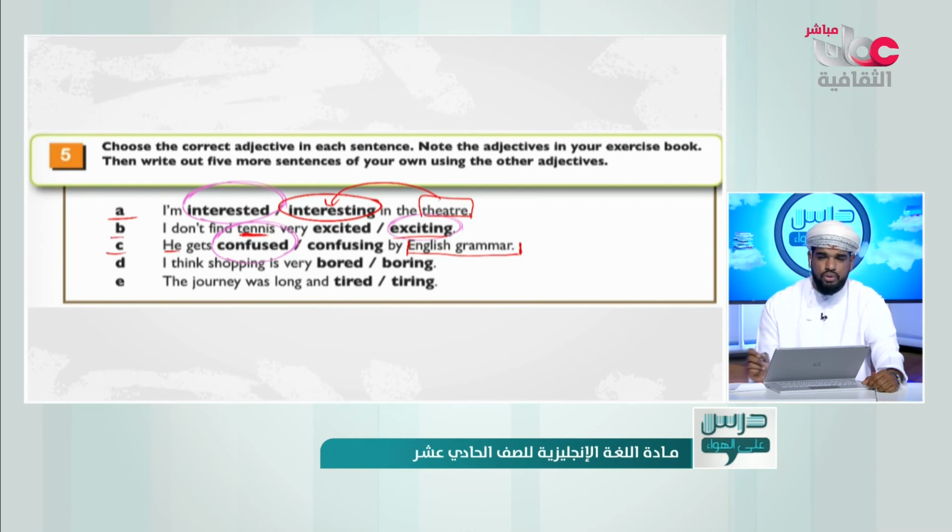When I want to describe the English grammar, what should I do with it? So English grammar is confusing. It is not confused. English grammar is confusing, but I am confused. So this is the difference between the two things.